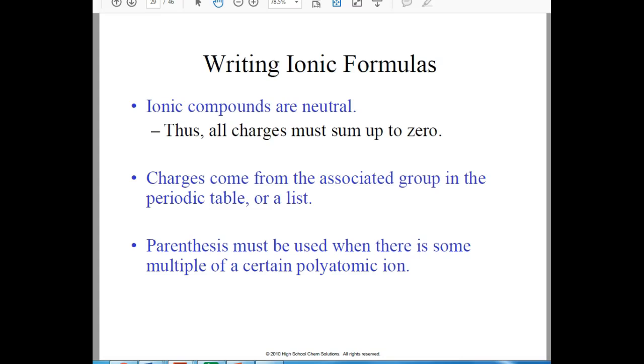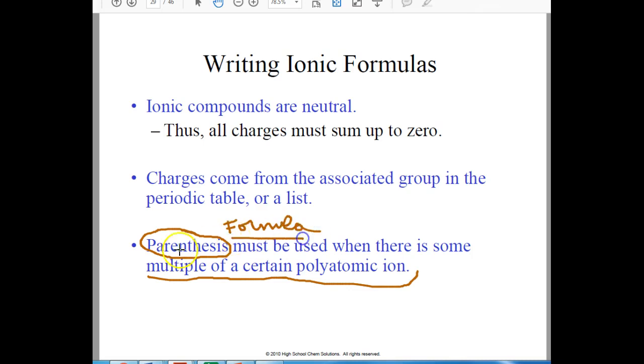If you have more than one of a polyatomic ion, we're going to use parentheses, not in the name, but in the formula. Okay, this is only in the formula. So we're going to use parentheses if we have more than one of a polyatomic ion, and I'll show you what that means when we do some examples.